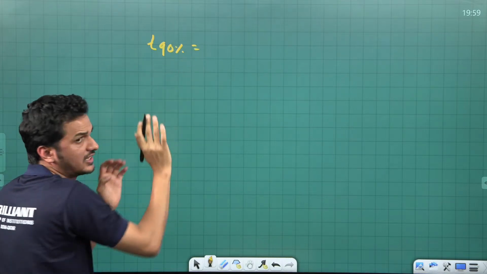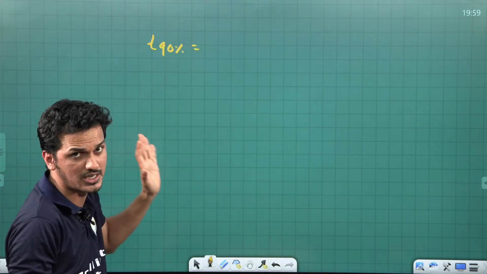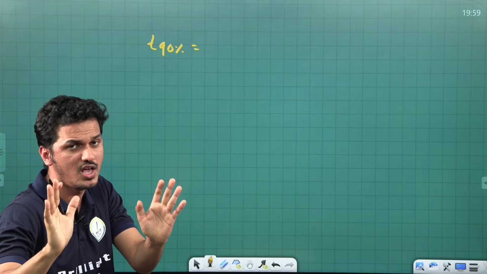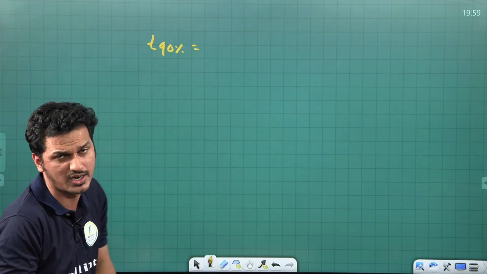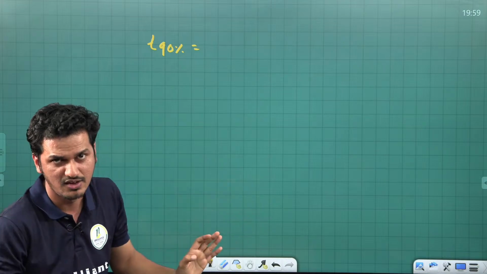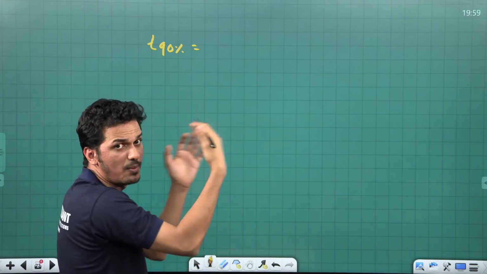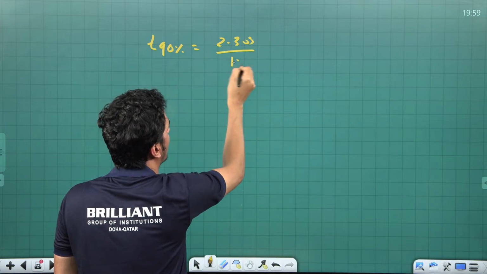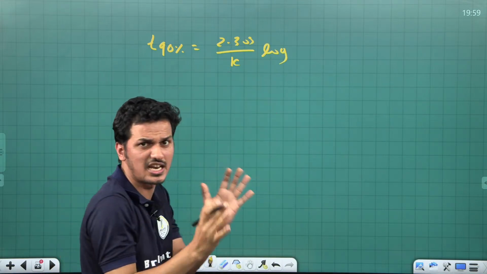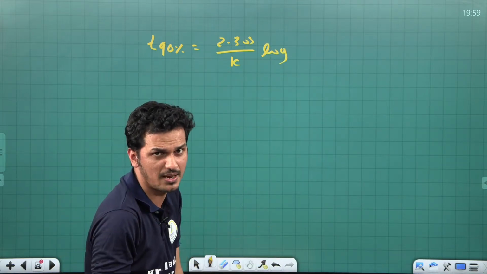T90%. First I will tell the theory, then I will tell the shortcut. Those who are watching the video, listen to me very carefully. I am telling some theory. T90% means 90% of the reactant has reacted. For that, how much time is required? I can write 2.303 by K log of initial. Initial I am taking 100.